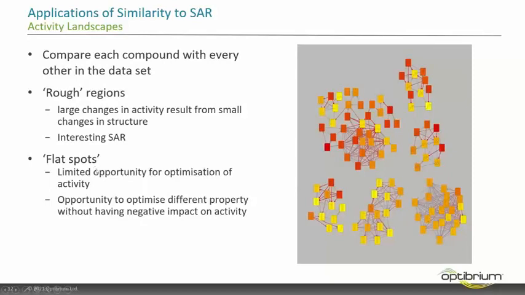Conversely, you can find flat spots. So here's an example where there are very small changes between the activities within this group of compounds. That, on the negative side, indicates a limited opportunity for optimization. There's lots of different changes that have been explored and very small changes in activity. On the positive side, that might give us an opportunity to optimize other properties without having a negative impact on activity. If we already have lots of active compounds in that region, it gives us flexibility to vary physicochemical or ADME properties, for example.